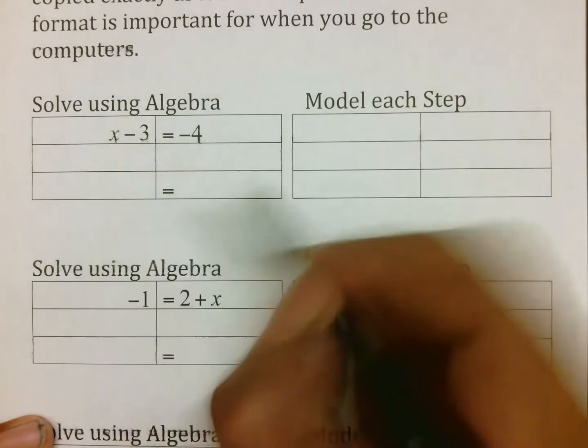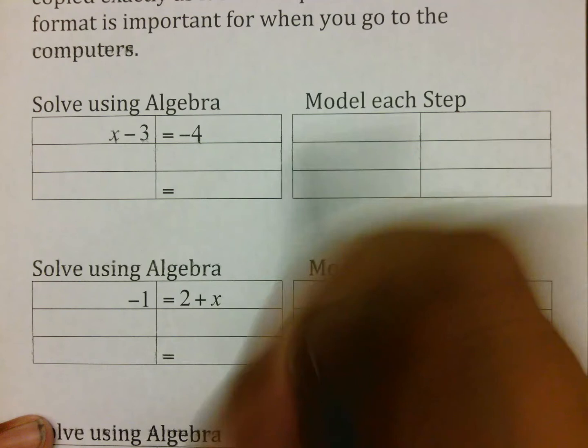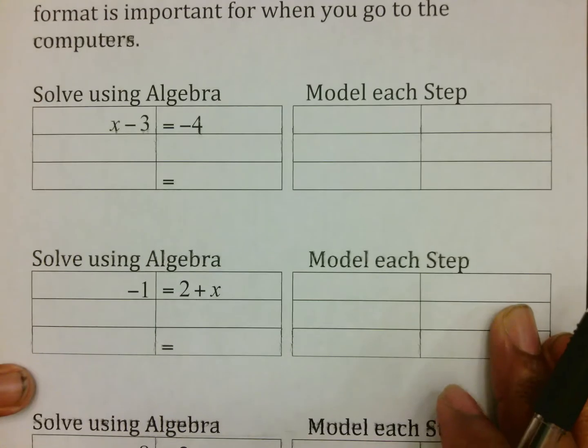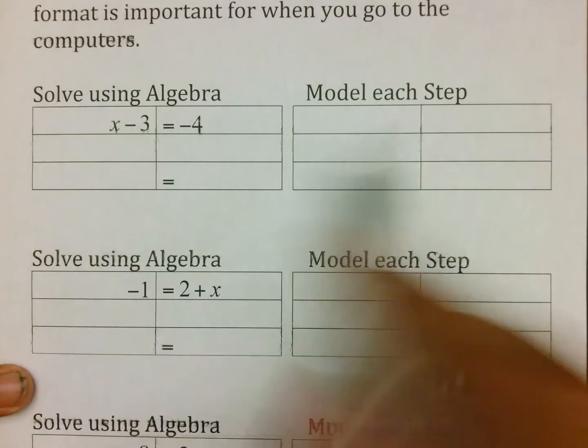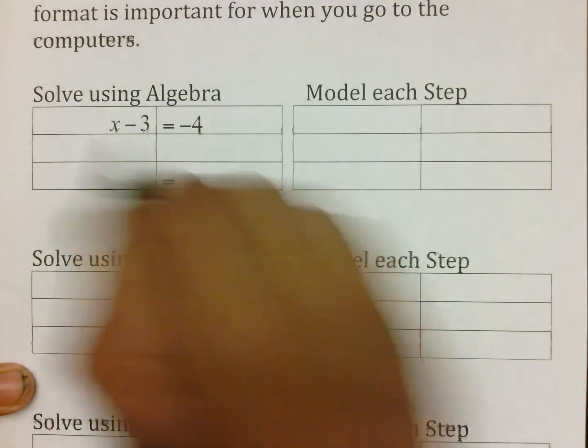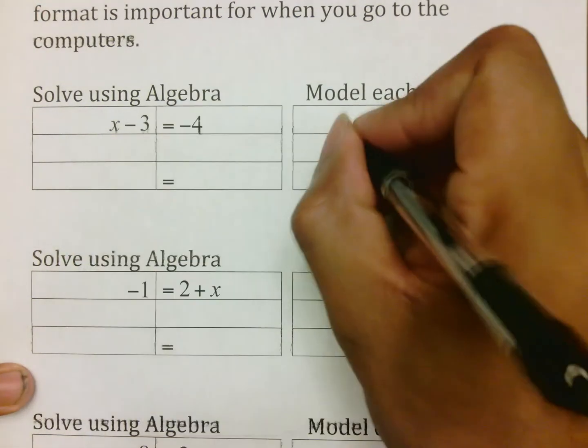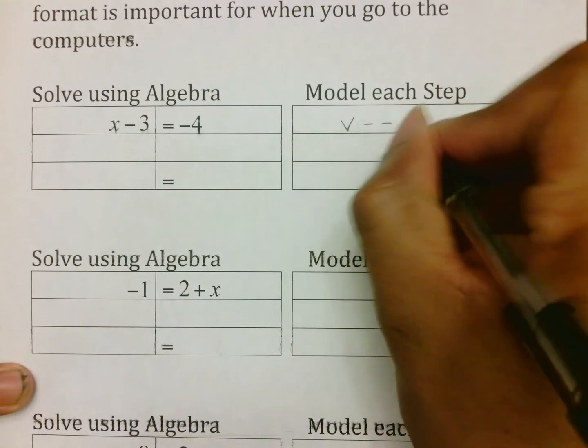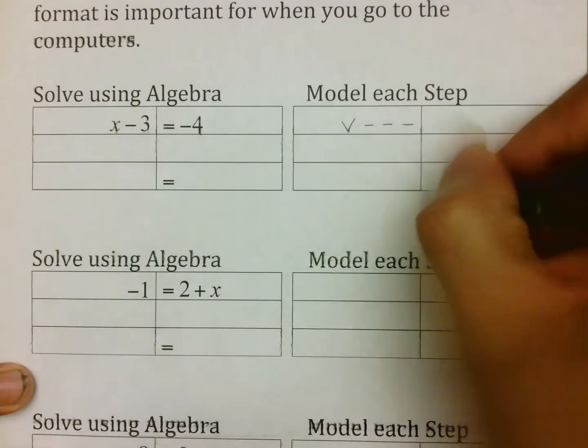So there's going to be boxes over here for algebra. There's going to be boxes over here for modeling. And again, we're going to work this out in both ways like we did yesterday. If you see the ones that are reviewed from yesterday, you will come over here and do your x, which is a cup, minus 3, which is 3 negatives. That is your natural wall.